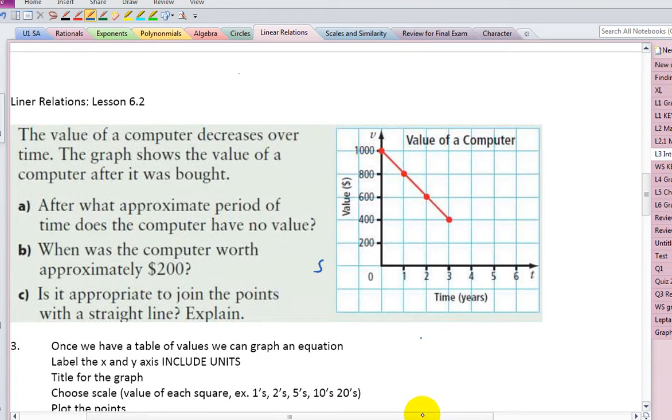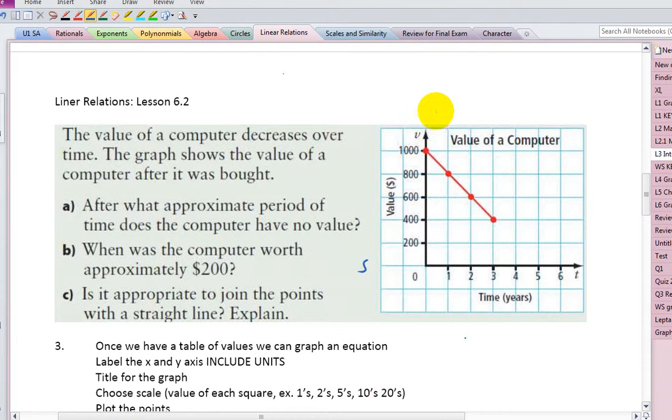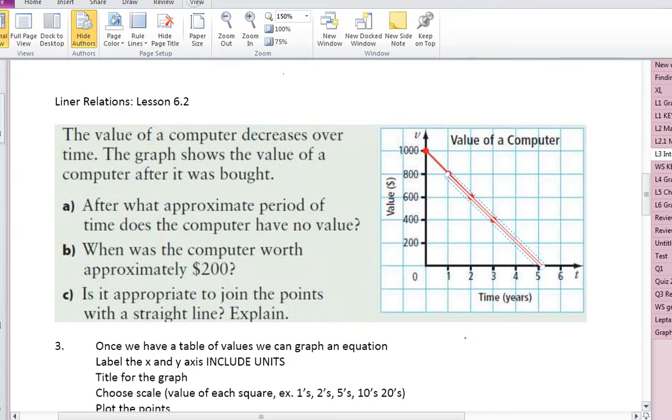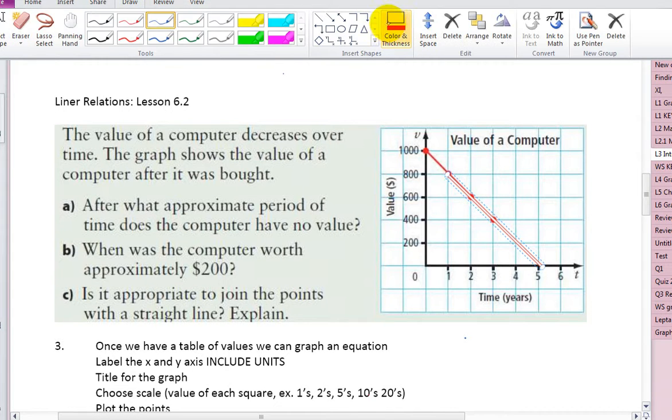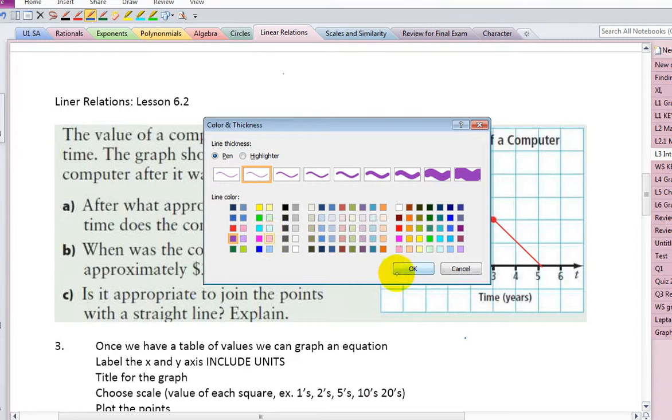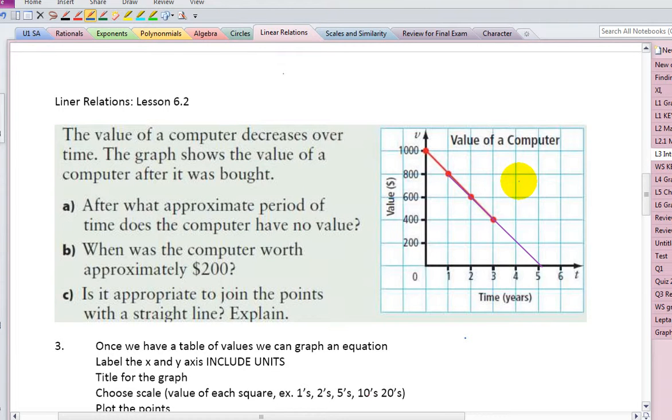please look at the graph. Here is an example of extrapolating, because we have to extend our line. So you take your ruler and you extend the line down. Now I'm going to make it blue. Okay. So now answer those questions. Go.